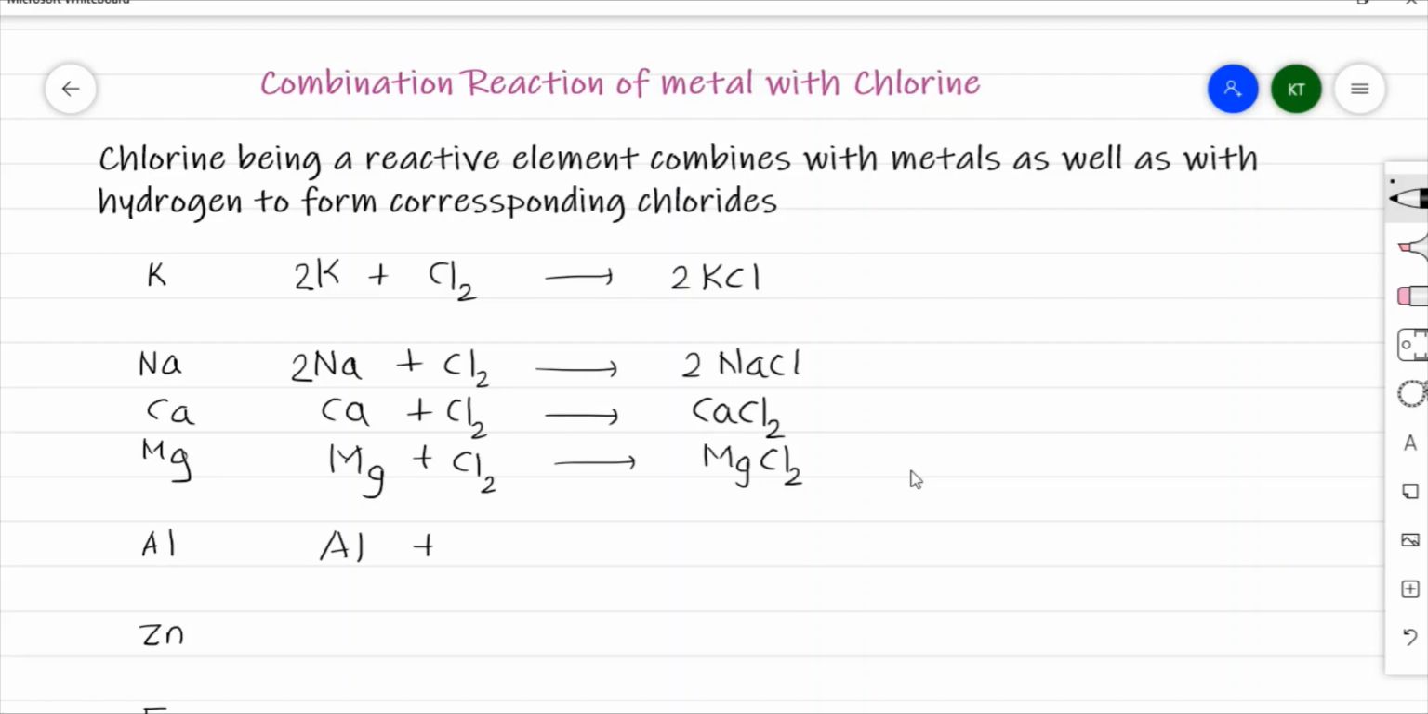Aluminium does combine with chlorine so as to give me AlCl3. So I'll multiply aluminium by 2 and chlorine by 3 in order to balance the reaction. Zinc also reacts with chlorine in order to give me ZnCl2. So this is zinc chloride.